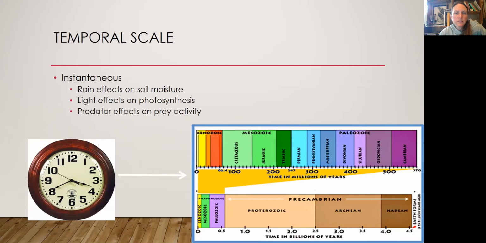There's also different temporal scales. So you could ask a question at kind of an instantaneous scale. So how does rain affect soil moisture? How does light affect photosynthesis? How does a predator affect prey? These would be happening on the scale of seconds to minutes.